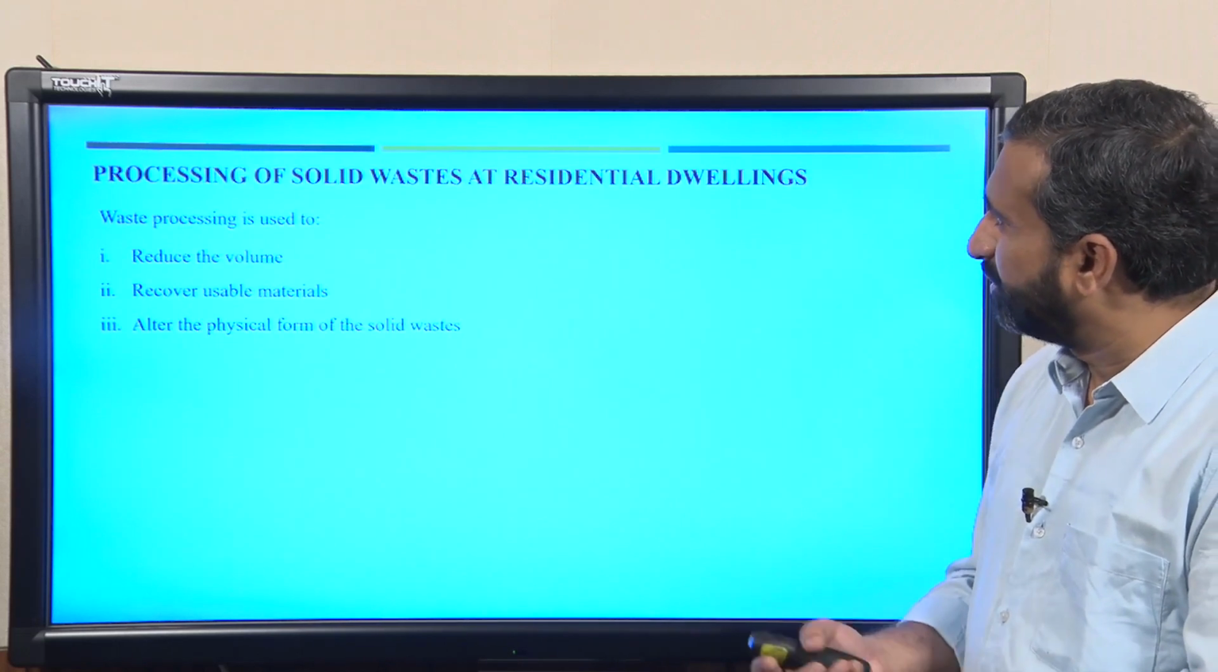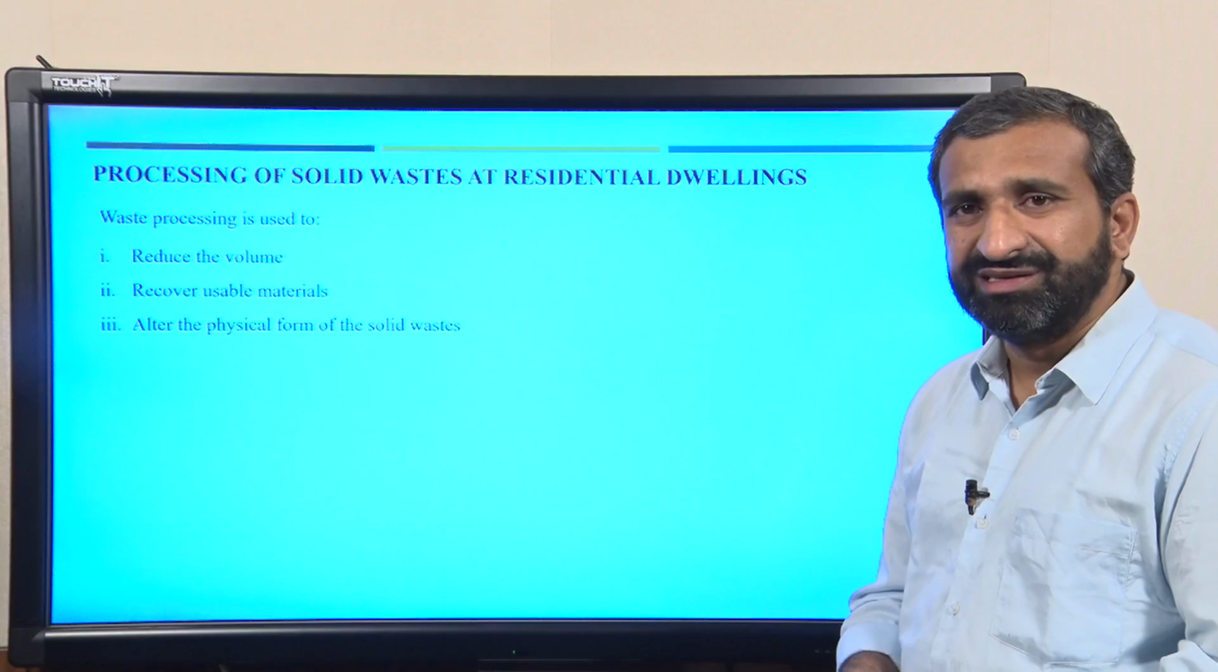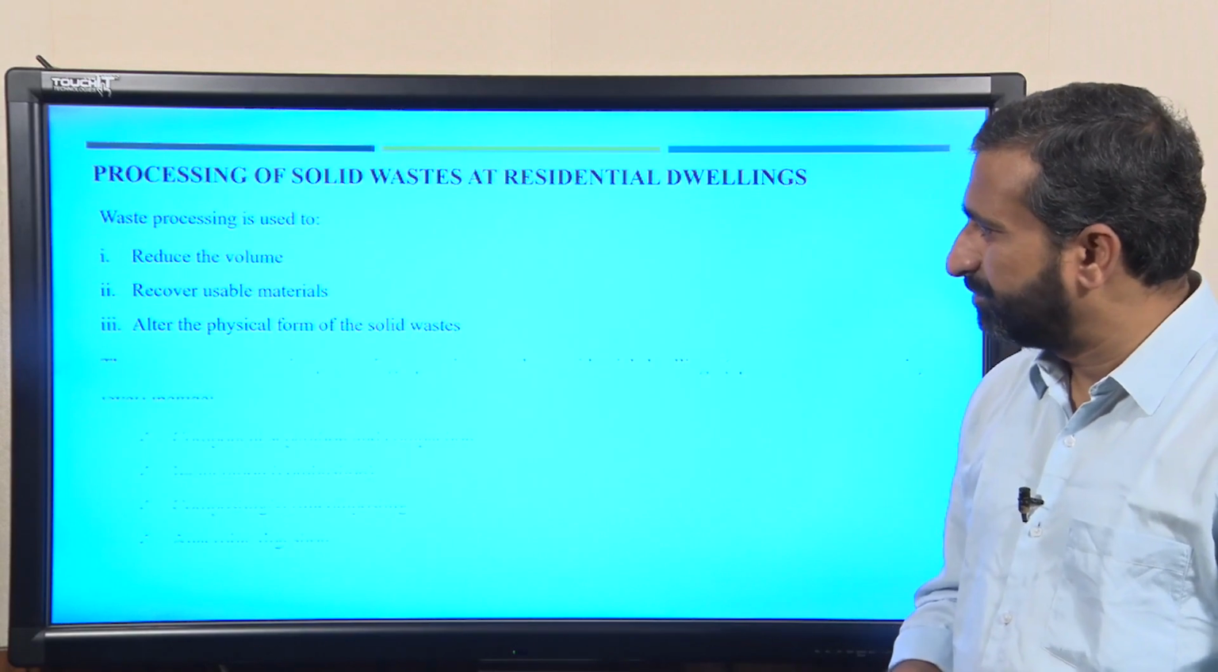The processing of solid waste at residential dwellings is used to reduce the volume, so that the volume for the collection of waste and at the disposal site is reduced. Also, for recovering some useful materials. There are a lot of waste materials which we can easily use, and also to change the physical form of the solid waste. That is the idea behind processing at source.